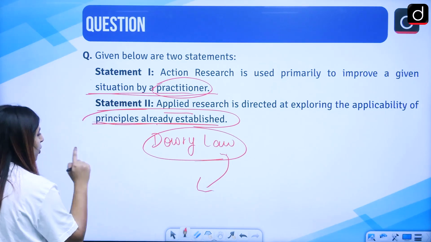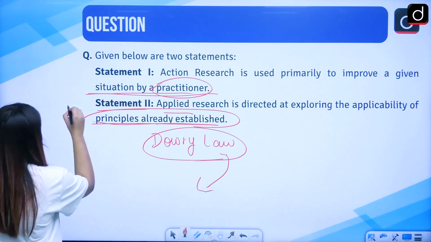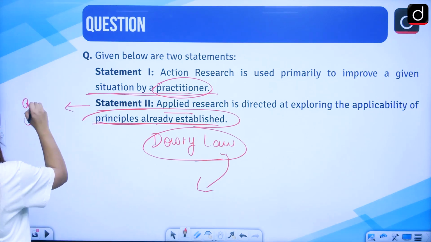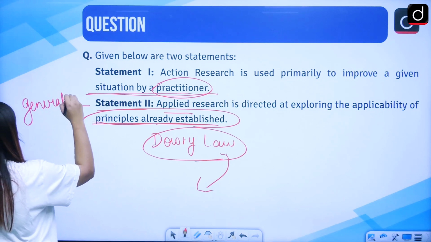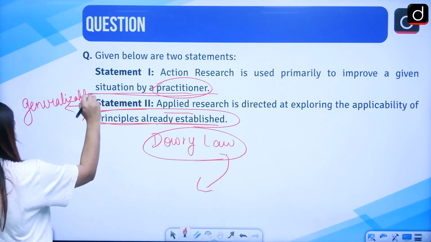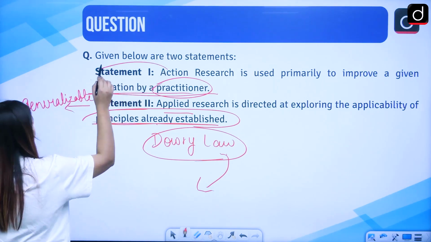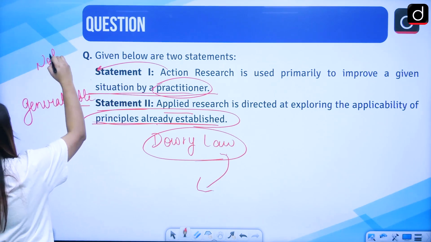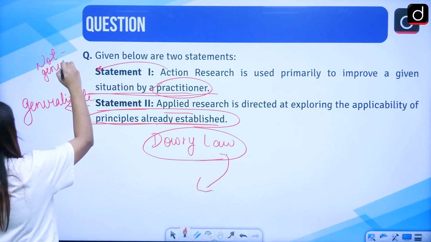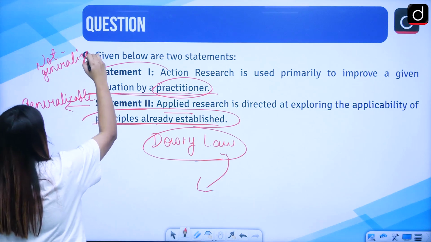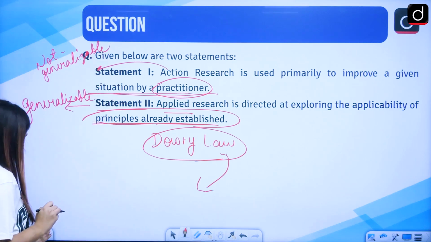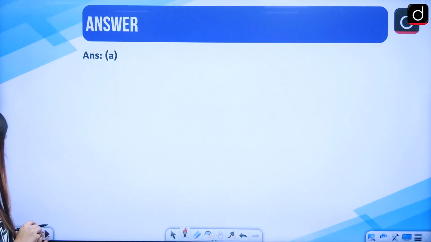But yes, of course, you need to know this very thing. Applied research means we can generalize. So it is generalizable. Action research, on the other hand, is not generalizable. This is the difference amongst the two.